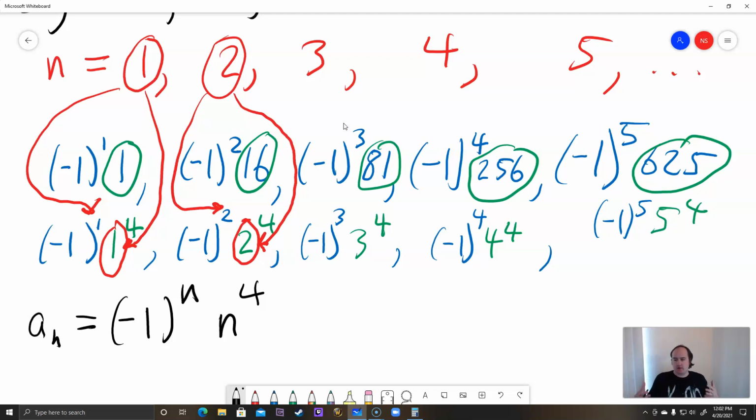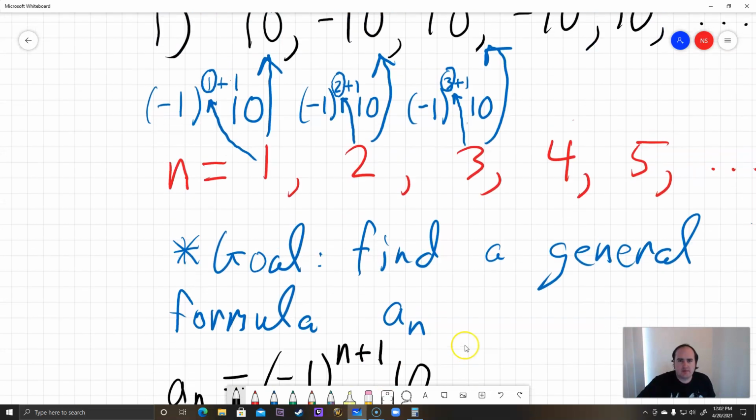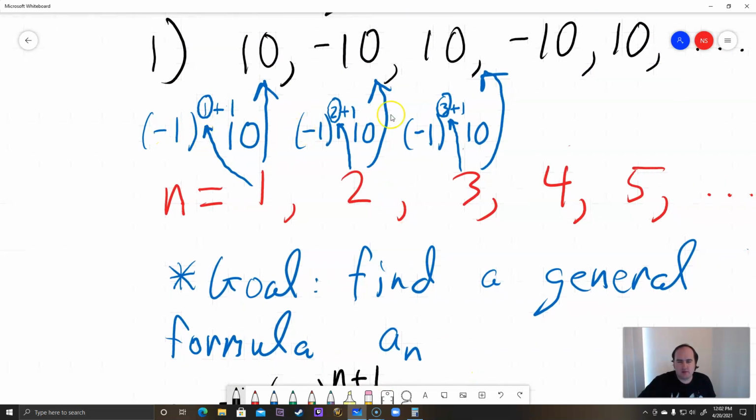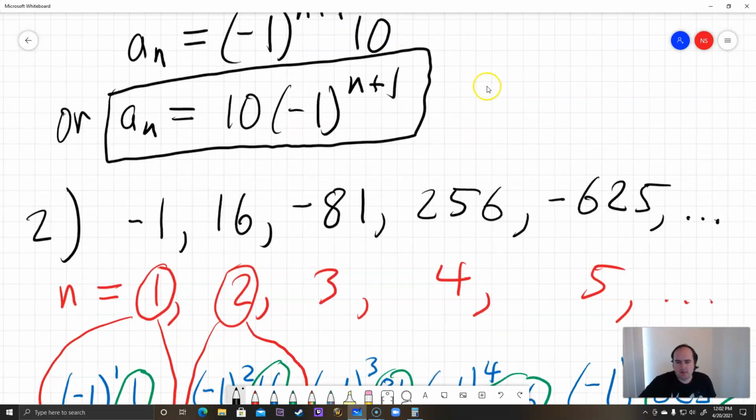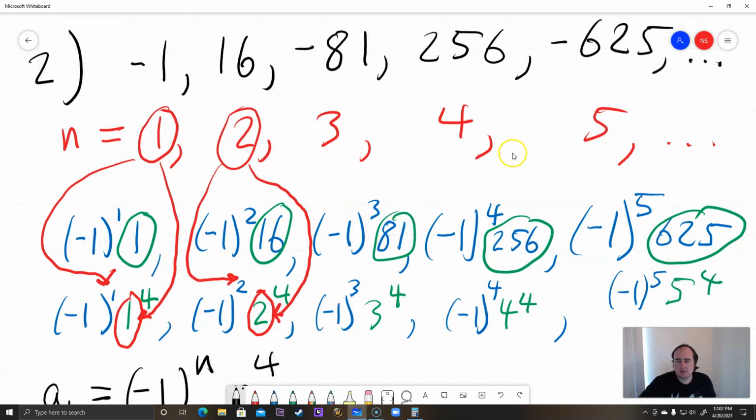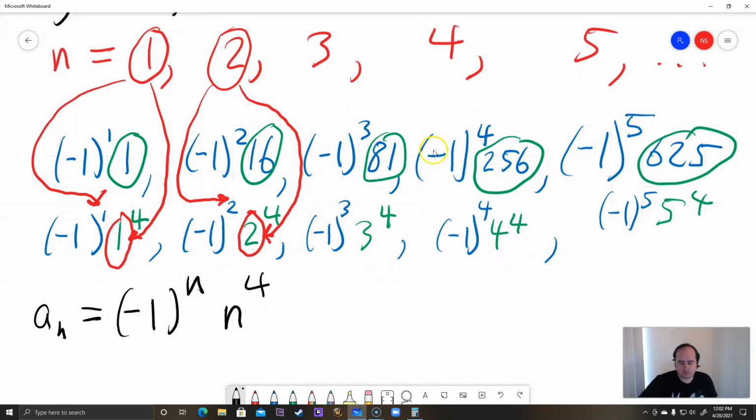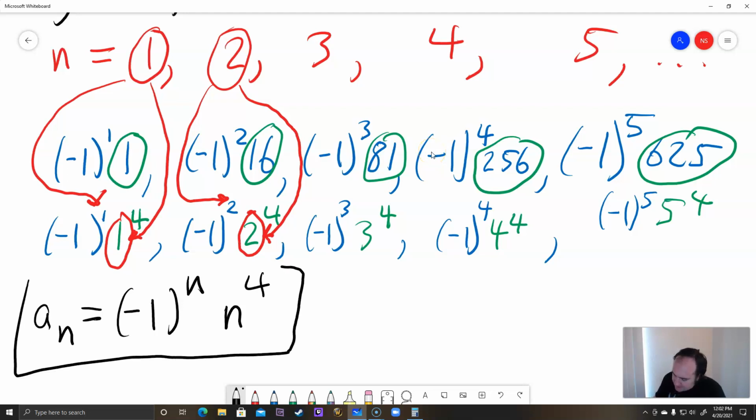And I know this way that I wrote this time took longer than the last one, but most people find this way easier because even though you have to write more, it's less confusing. So on the last one, we could have done it the same way, but the last one was easy enough that most of us should probably already be able to see every term is 10, so all that's really changing is the exponent of the negative 1. So that last one was easier anyway. But with a harder one like this, I recommend my approach here. Okay, so that's our answer. A sub n equals negative 1 to the n times n to the fourth.